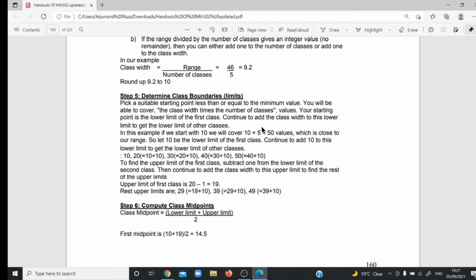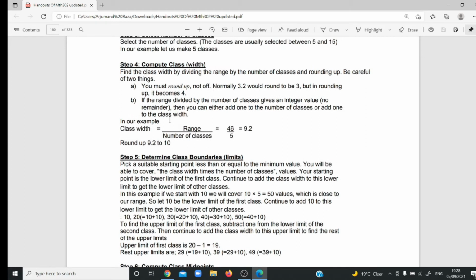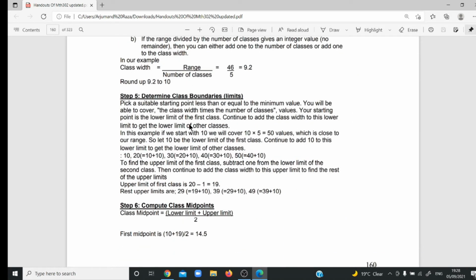Okay. How will you determine class boundaries or limits? The class width times the number of classes. So this is the width. Let me just show you. I'll explain to you. Okay. So just a minute. If I write this data in tabular form, or tabulating numerical data, I will always multiply. So how will I multiply? Times the number of classes. So if the class width is 5 or 10, I will multiply that 10 by 5.